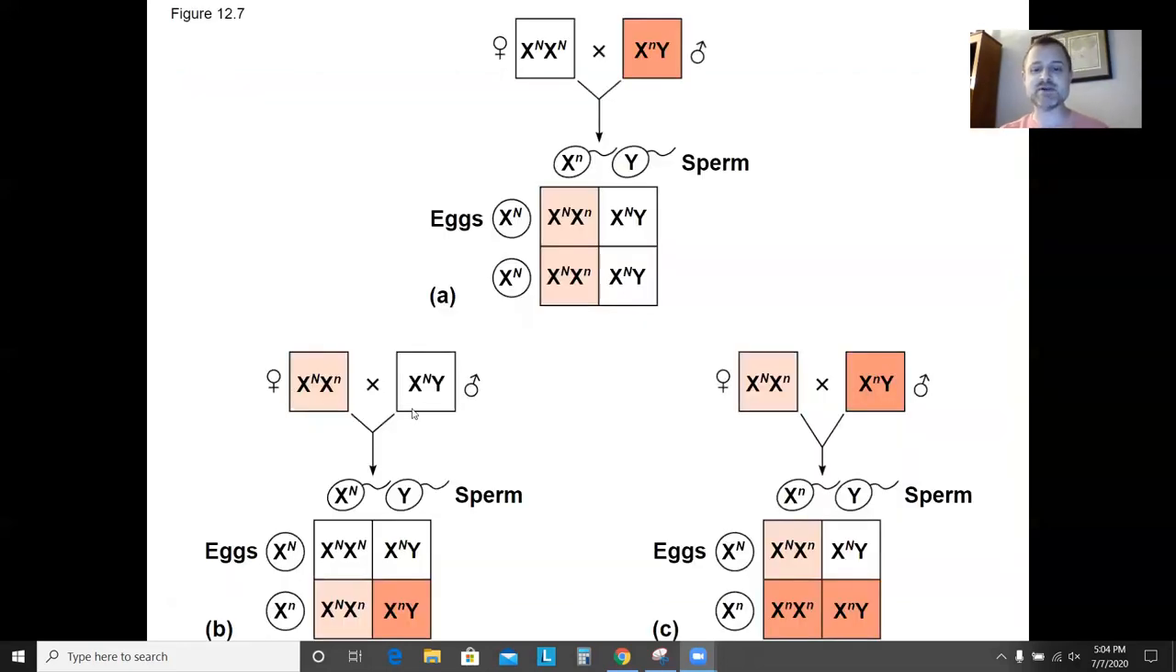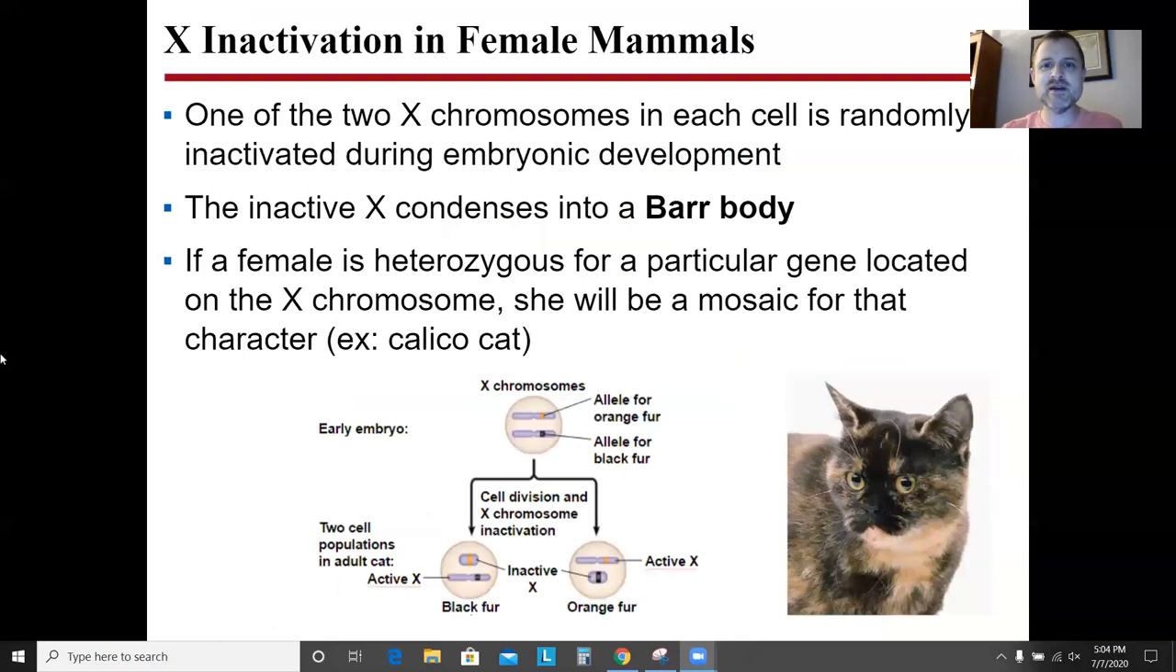This is the textbook's illustration of that. I kind of like mine better, so that's why I drew my own, but here they're using big N and little N. Big N would be normal, which would be red eyes. Little N would be the mutant type, which would be white eyes. Terrific. Okay, so some other complications.